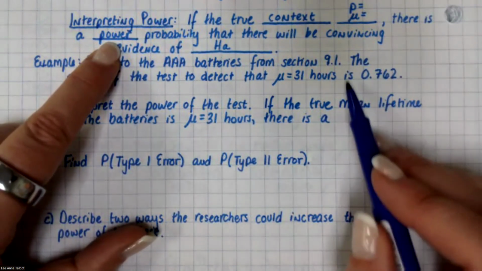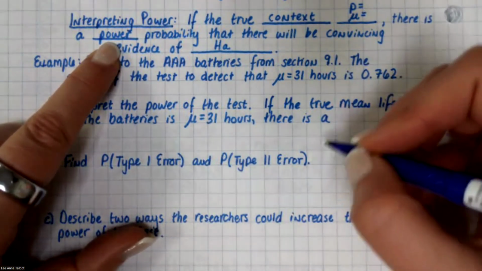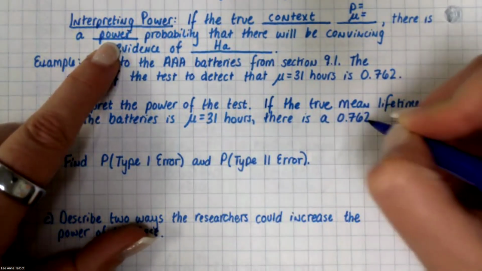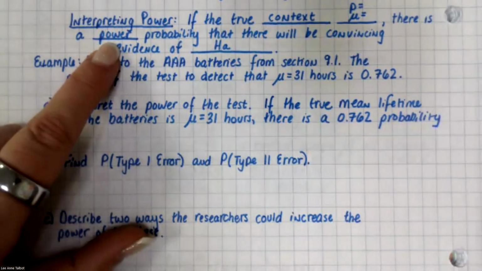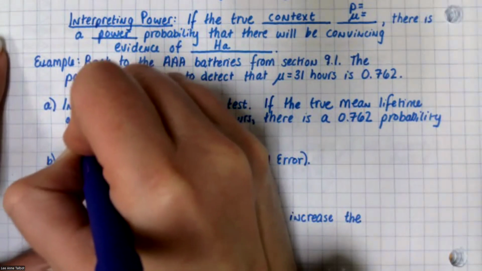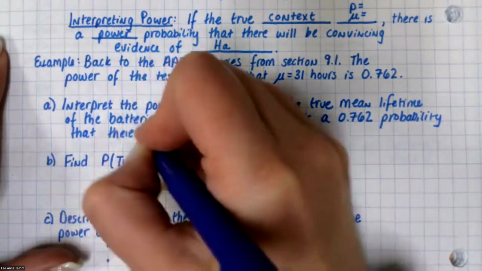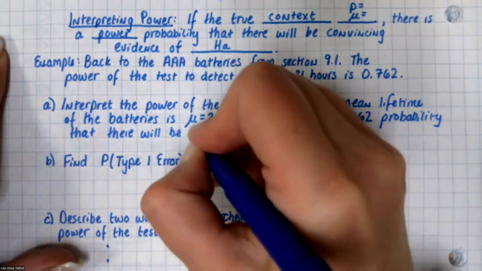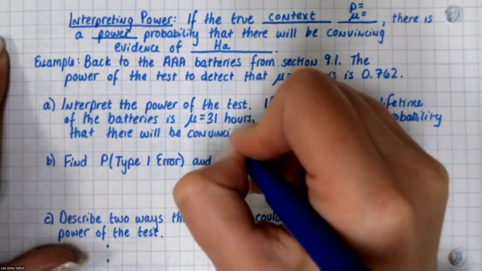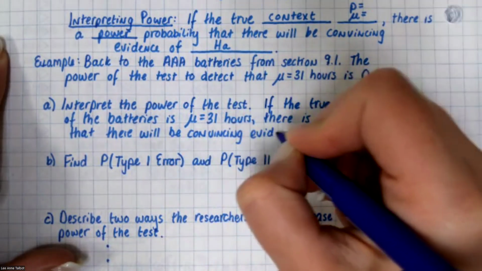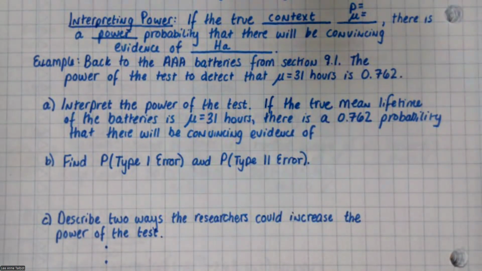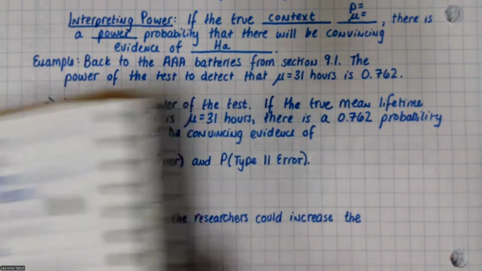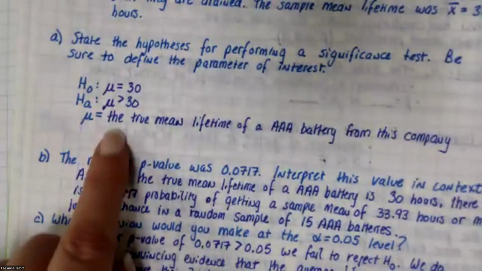Power is right here in this problem. It is 0.762 probability that there will be convincing evidence of, and then I'm going to slide in my last year's notebook. It says the Ha is mu is greater than 30.